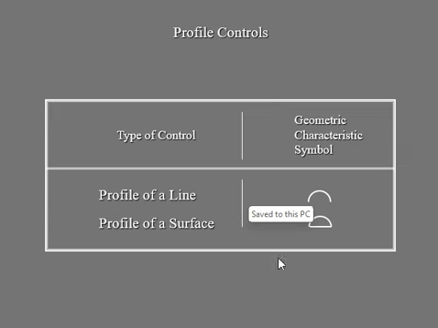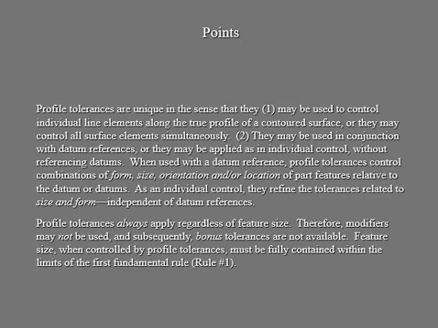All right, so I put a line right here for you. It's all messed up. So anyway, here's the type of control, which is your profile, and your geometric characteristic symbol. Okay, and then we will go into the points. Of course, I'm not going to read all of this for you. As we go into the examples, you're going to see very clearly, so don't attempt to just read it one time and expect it to be okay.